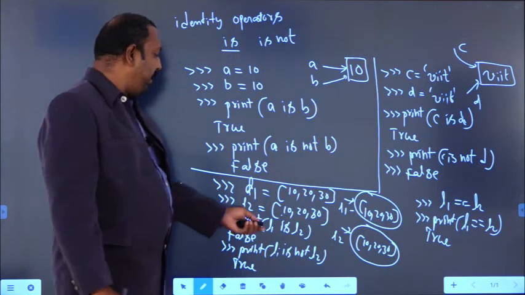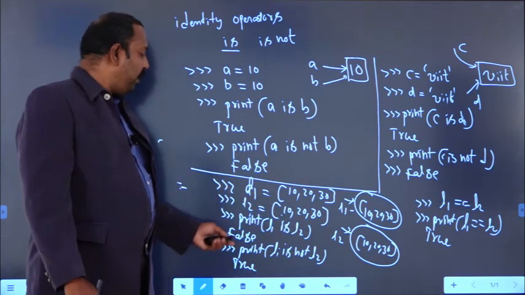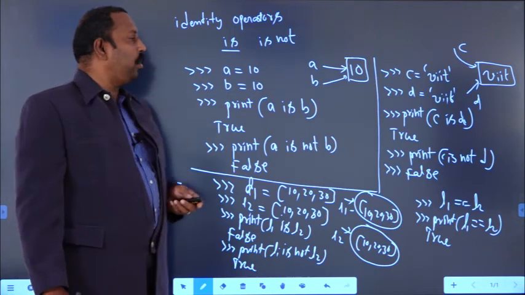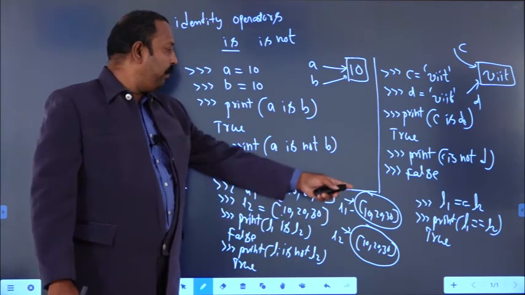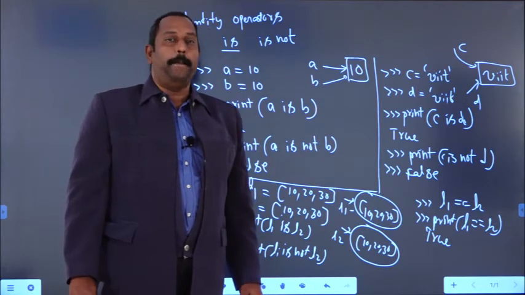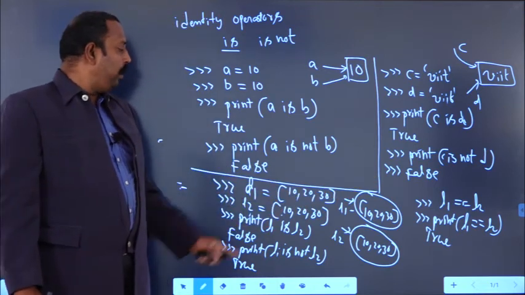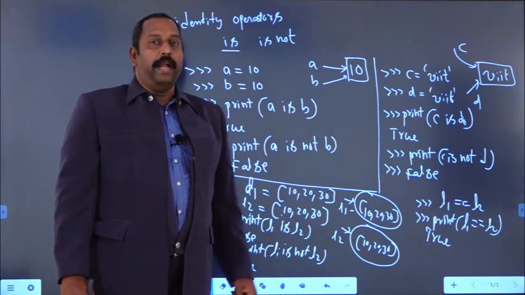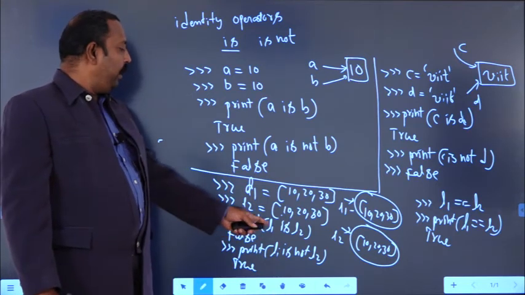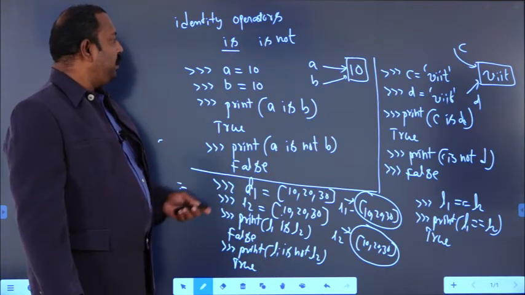But in the case of the is operator, it will compare the addresses. Both addresses are not the same, so you will get the output false. This is the difference between is and is not operators. This is very, very important. What is the difference between the equality operator and the is operator? The equality operator will compare the content of both operands, and the is operator will compare both addresses. If both operand addresses are the same, then you will get the output true in the case of the is operator. Okay, so these are the is and is not operators.